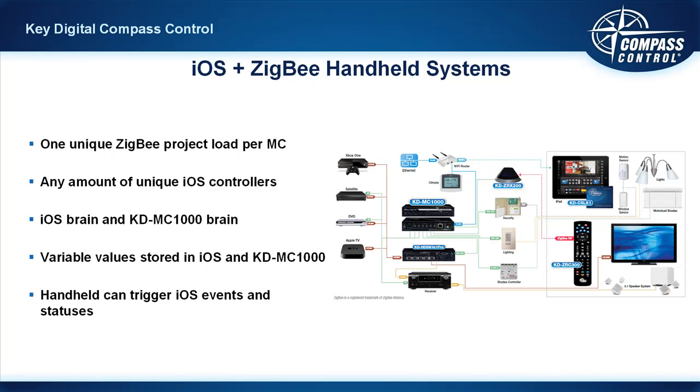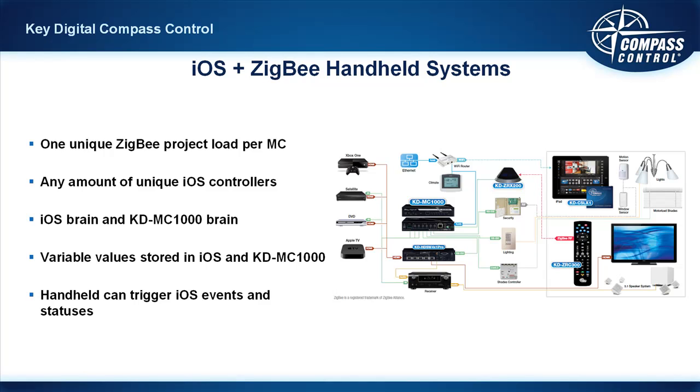But of course, if you'd like to have two unique Zigbee remote controllers, meaning they have different commands and events stored on them, well then you're going to need to have, or you can have, two master controllers, two MC1000s, and that's not a problem. And you could then have as many iPads as you'd like, and they could speak to any master controller in the system via IP, via the network, as we described earlier.